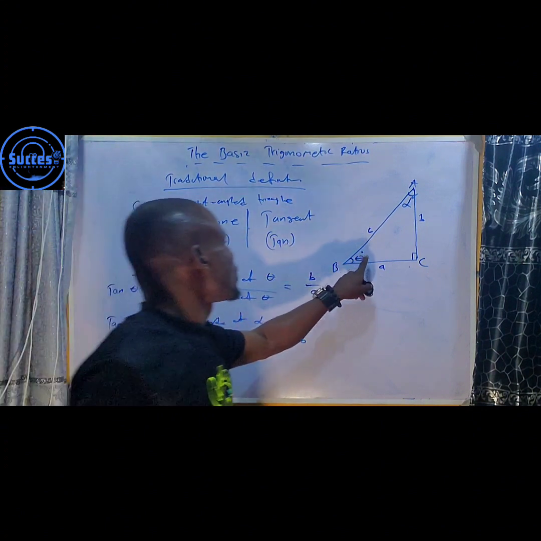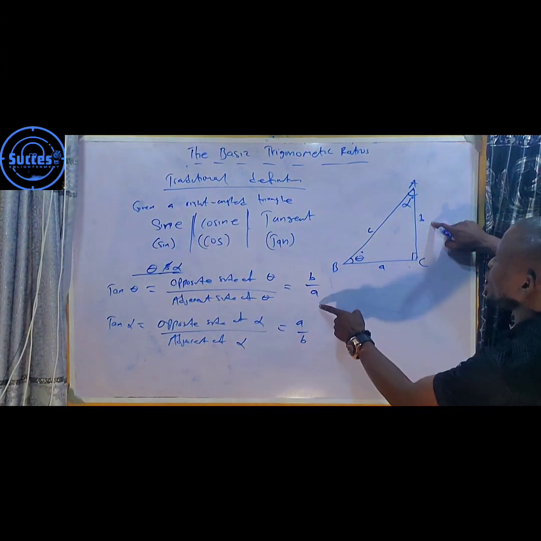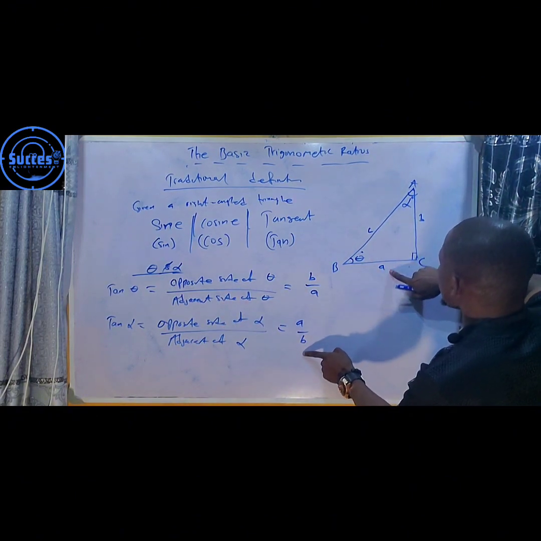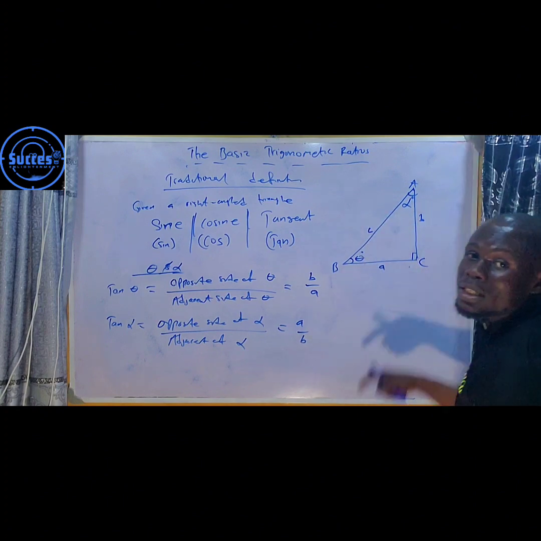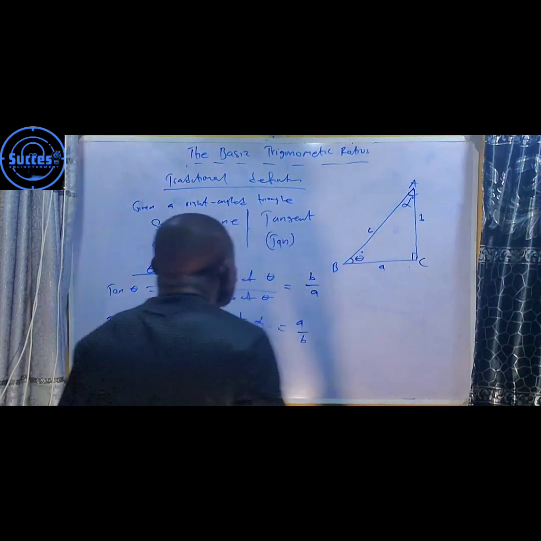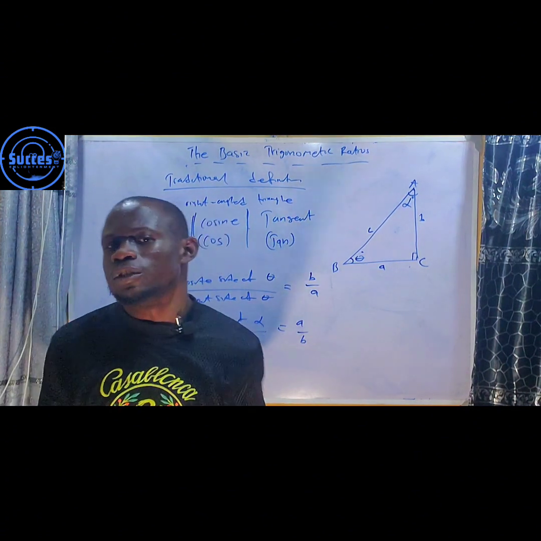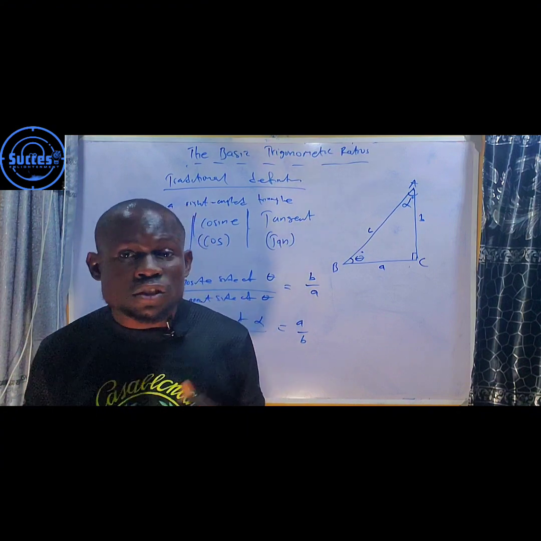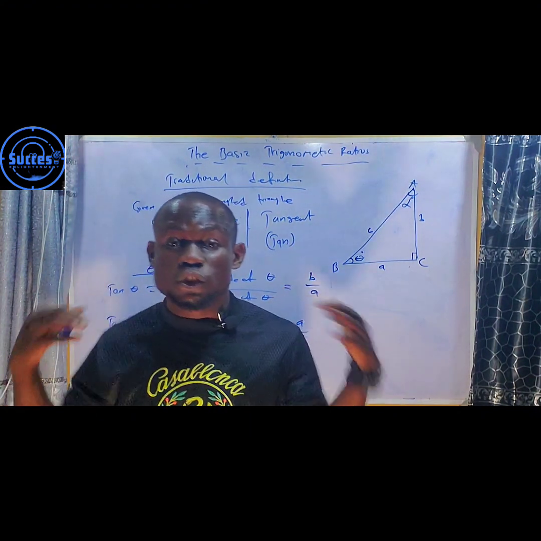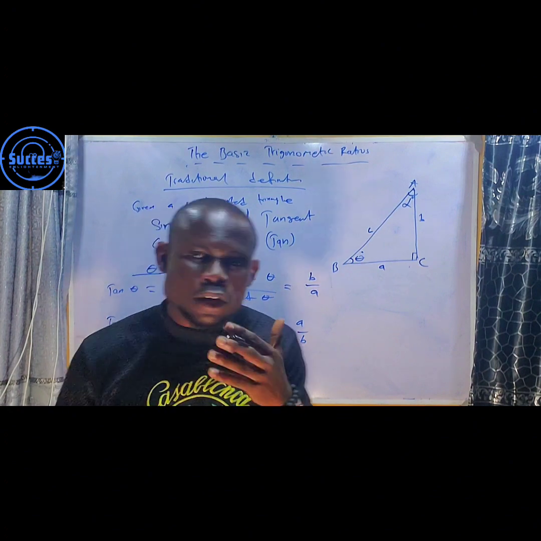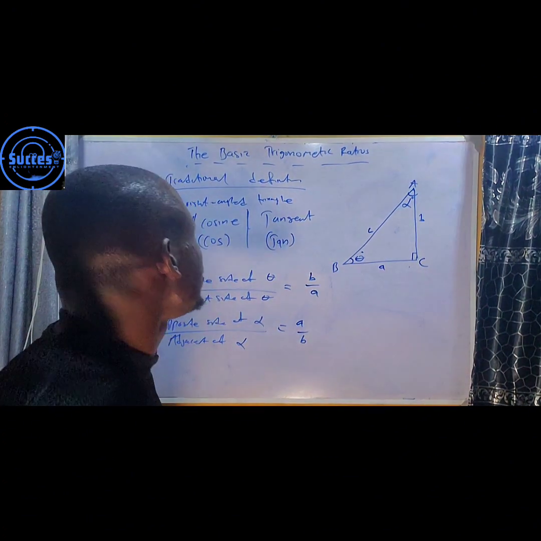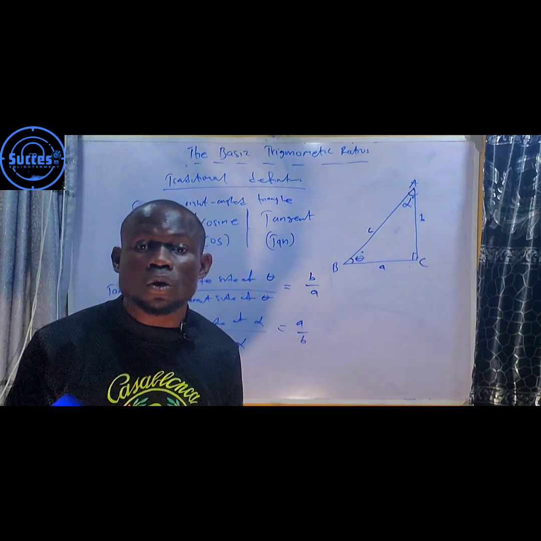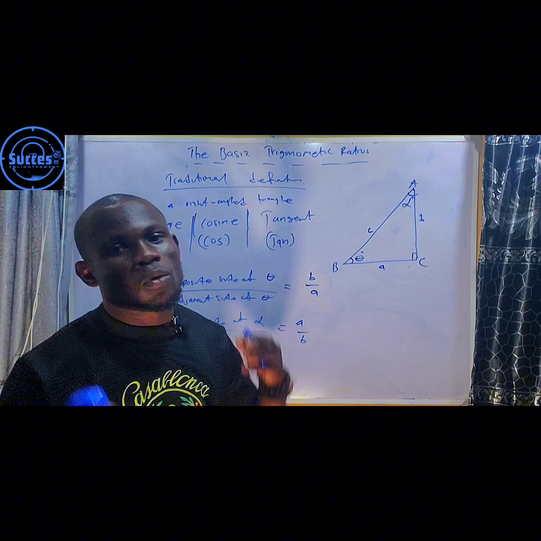The opposite of theta here is b, while the adjacent is a. The opposite of alpha here is a, while the adjacent is b. Don't forget, c is our hypotenuse. And this is the traditional definition. So with this traditional definition, you can solve so many trigonometric problems. How do you use the traditional definition to solve so many trigonometric problems? Let me quickly make some illustrations before we go into the alternative definitions.